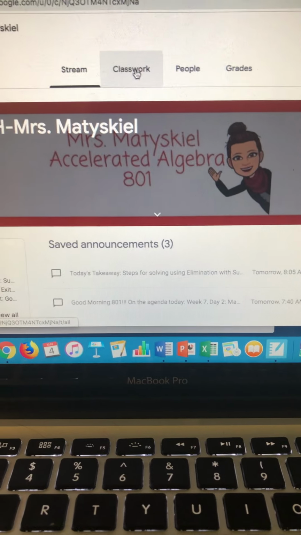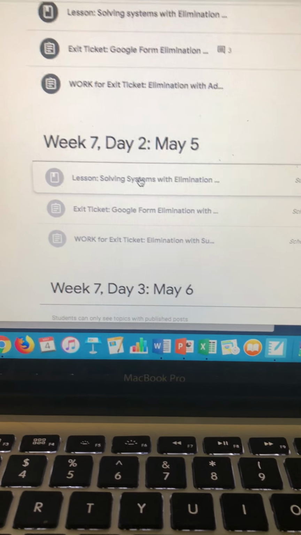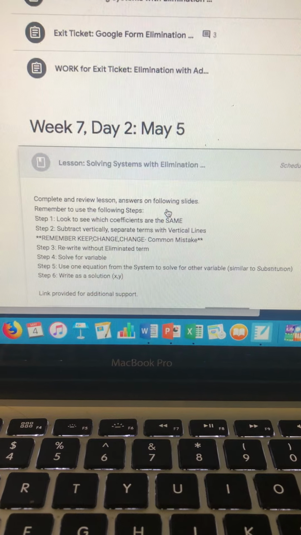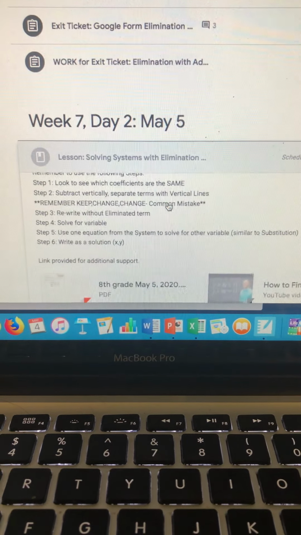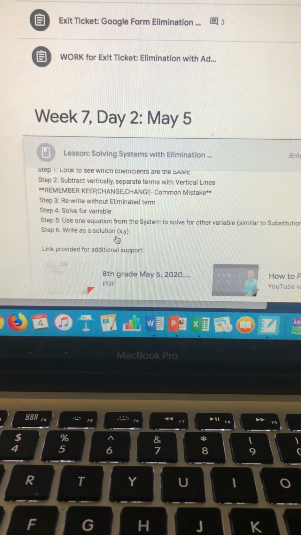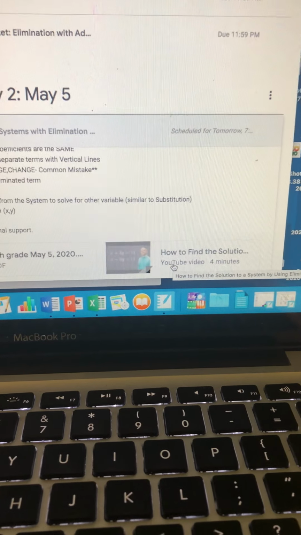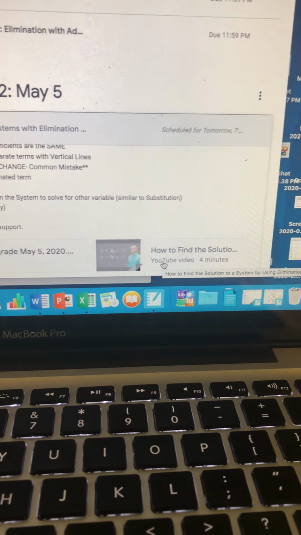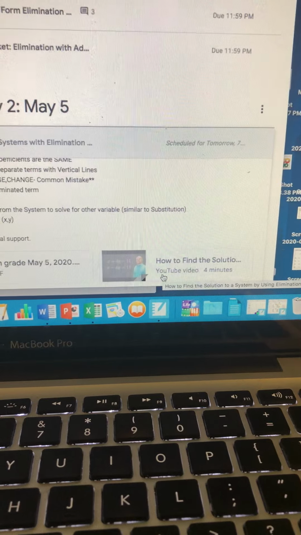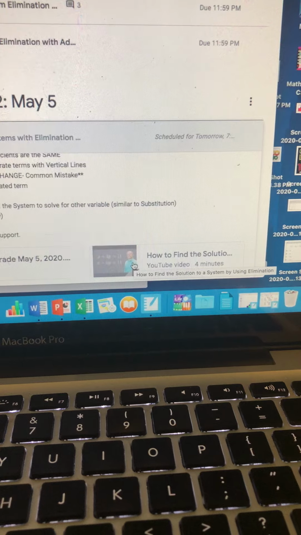So we're going to go to our classwork tab. We would go to day 2. So you have your lesson on systems with elimination, and today we are focusing on elimination by subtraction. So I have the reminder of the steps we're going to use to solve using elimination with subtraction. There's also a video where this teacher also takes you through the subtraction method when using elimination. So it's only about 4 minutes. I think sometimes it's better to hear it from someone else. So that's why I gave you that resource to use if you would like to.